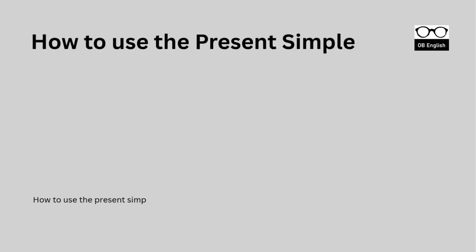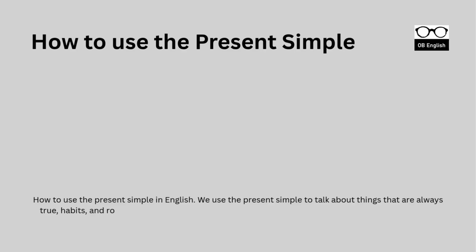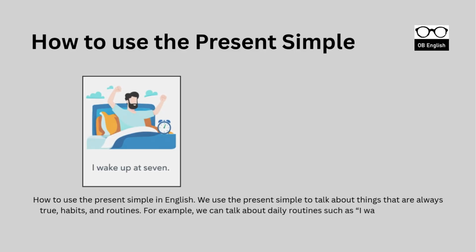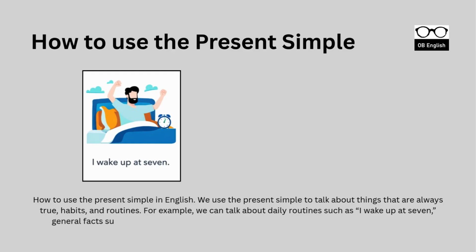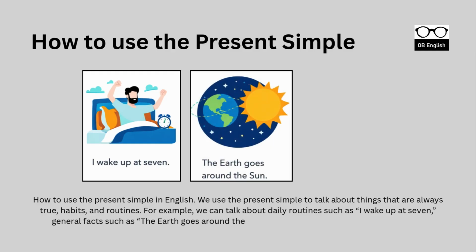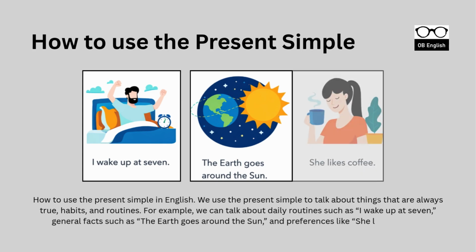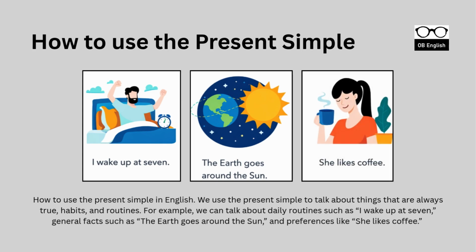How to use the present simple in English. We use the present simple to talk about things that are always true, habits and routines. For example, we can talk about daily routines such as, I wake up at 7, general facts such as, the earth goes around the sun, and preferences like, she likes coffee.